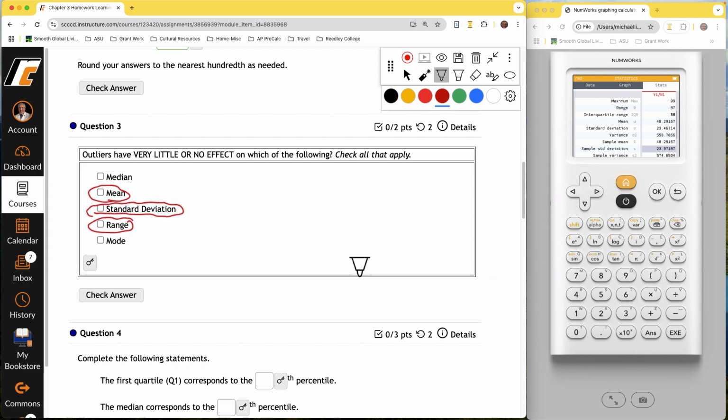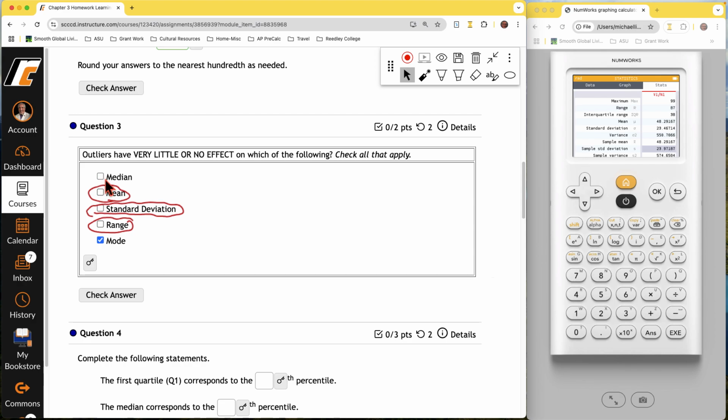The one that it just won't affect is the mode, because that's the one that occurs the most frequently. So you could have an outlier way out in your data, a really big piece of data, and you got 97, 97, 97, 97, a bunch of 97s. That's going to be your mode, regardless of what an outlier does.